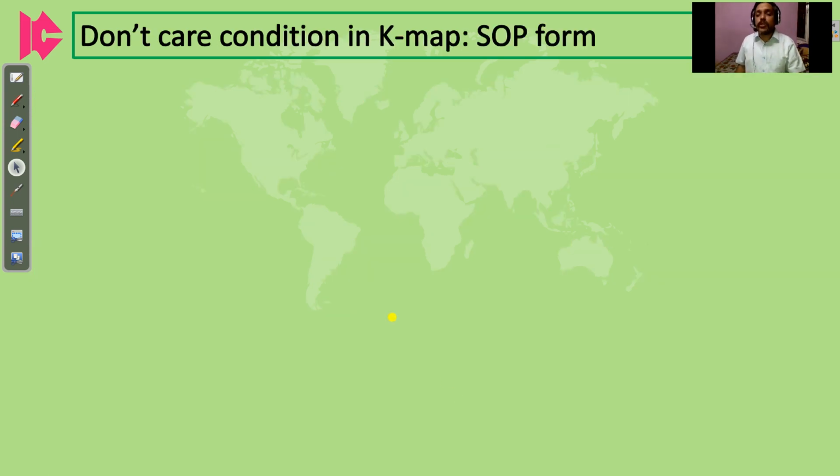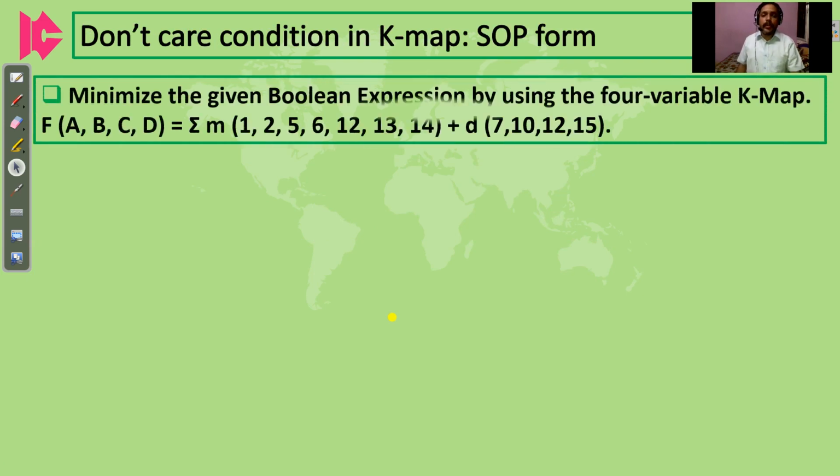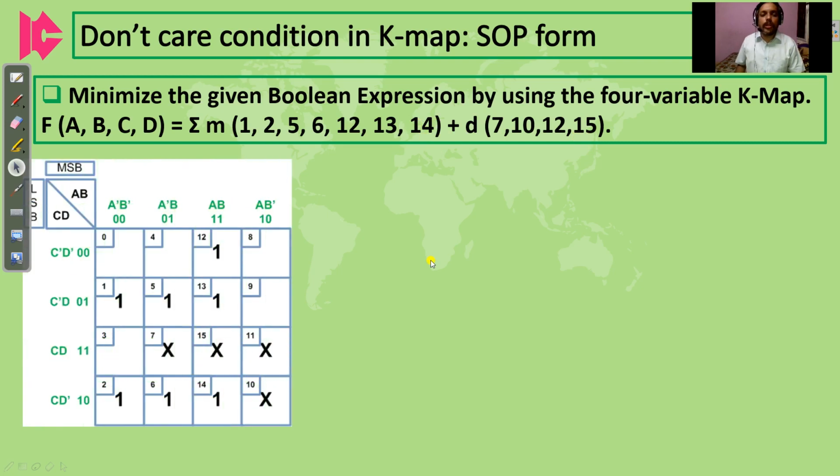So how do we use the don't care condition in the SOP form? I have this expression where the summation indicates the min terms present at 1, 2, 5, 6, 12, 13 and 14, and the don't care condition D indicates the don't care conditions present at 7, 10, 12 and 15. The numbers go up to 15, which means it is a 4x4 combination, so we have to use a 4 variable K-map.